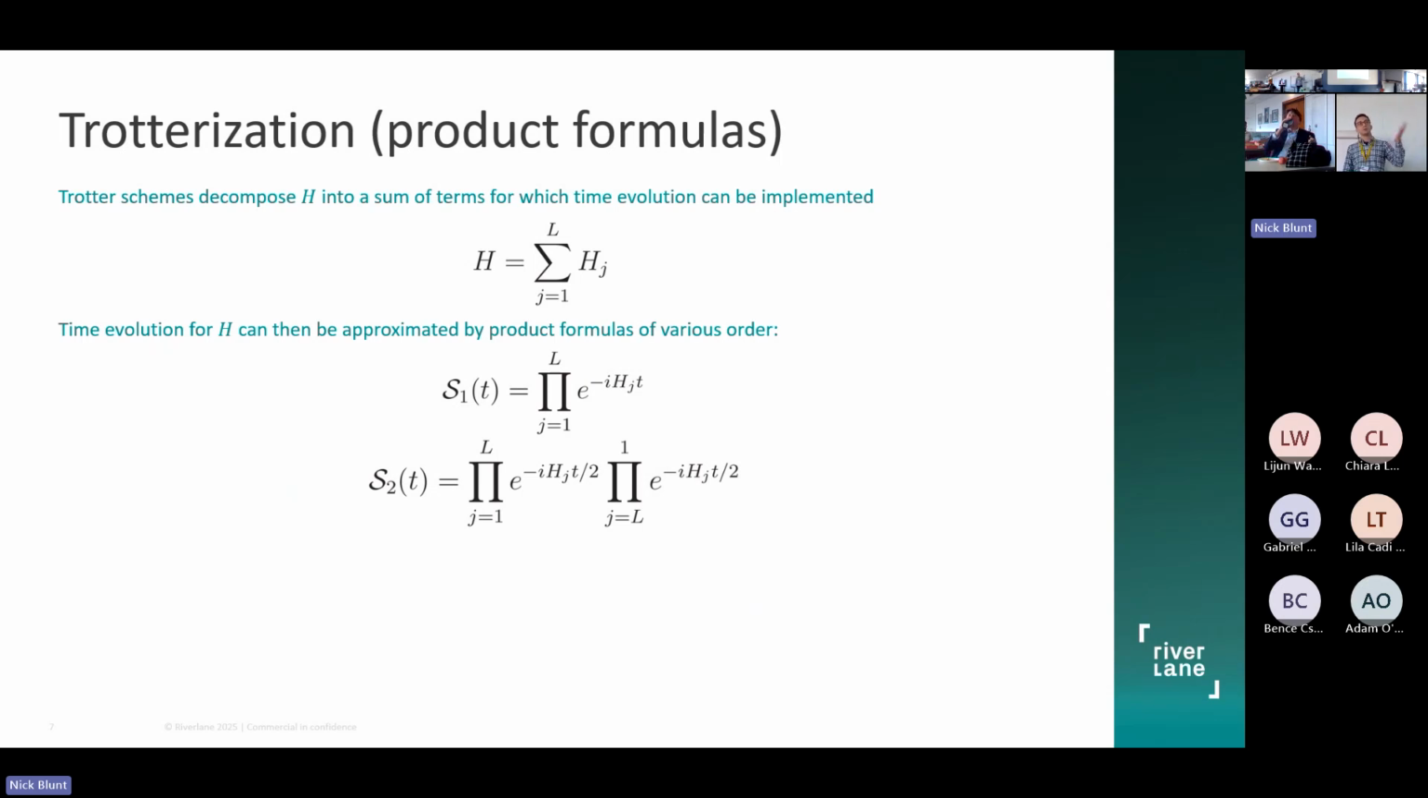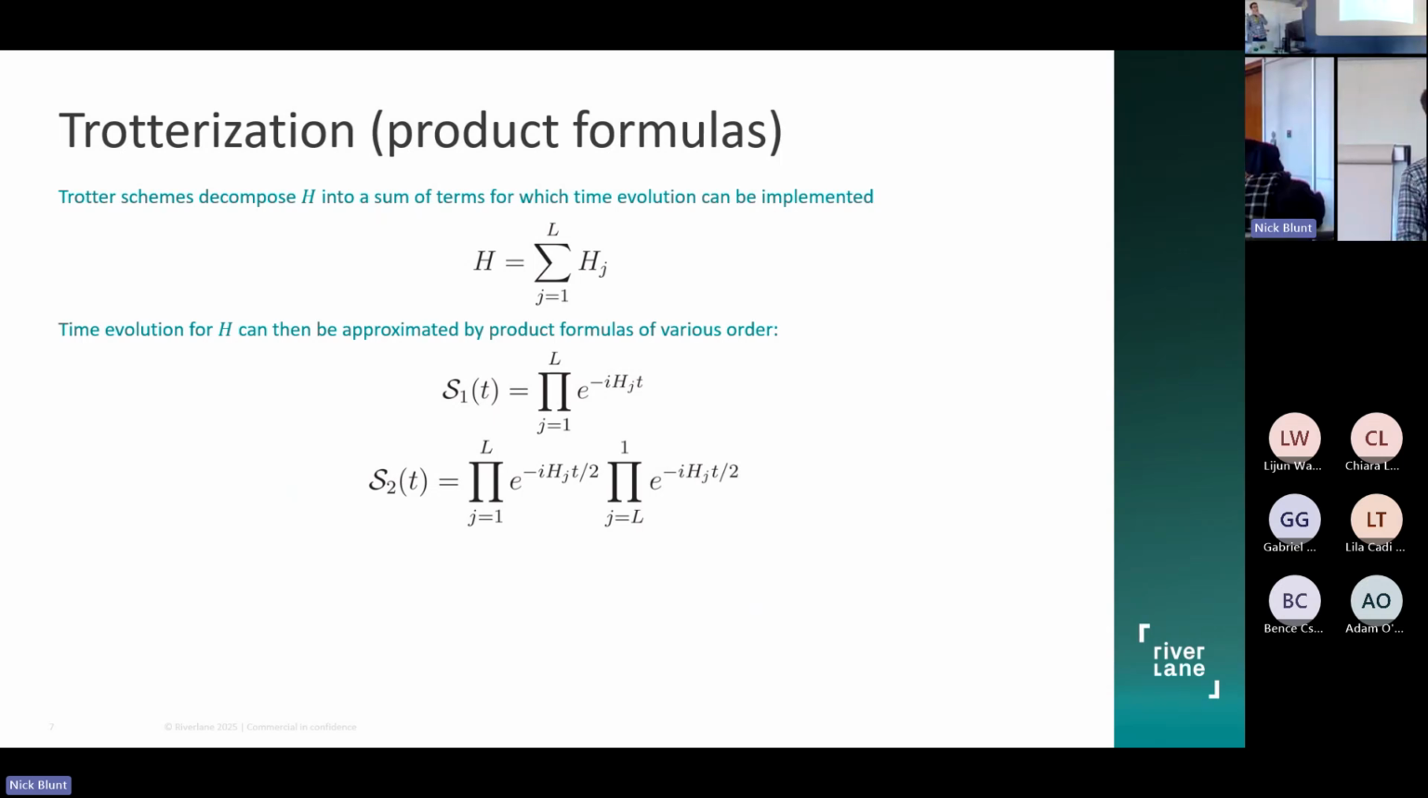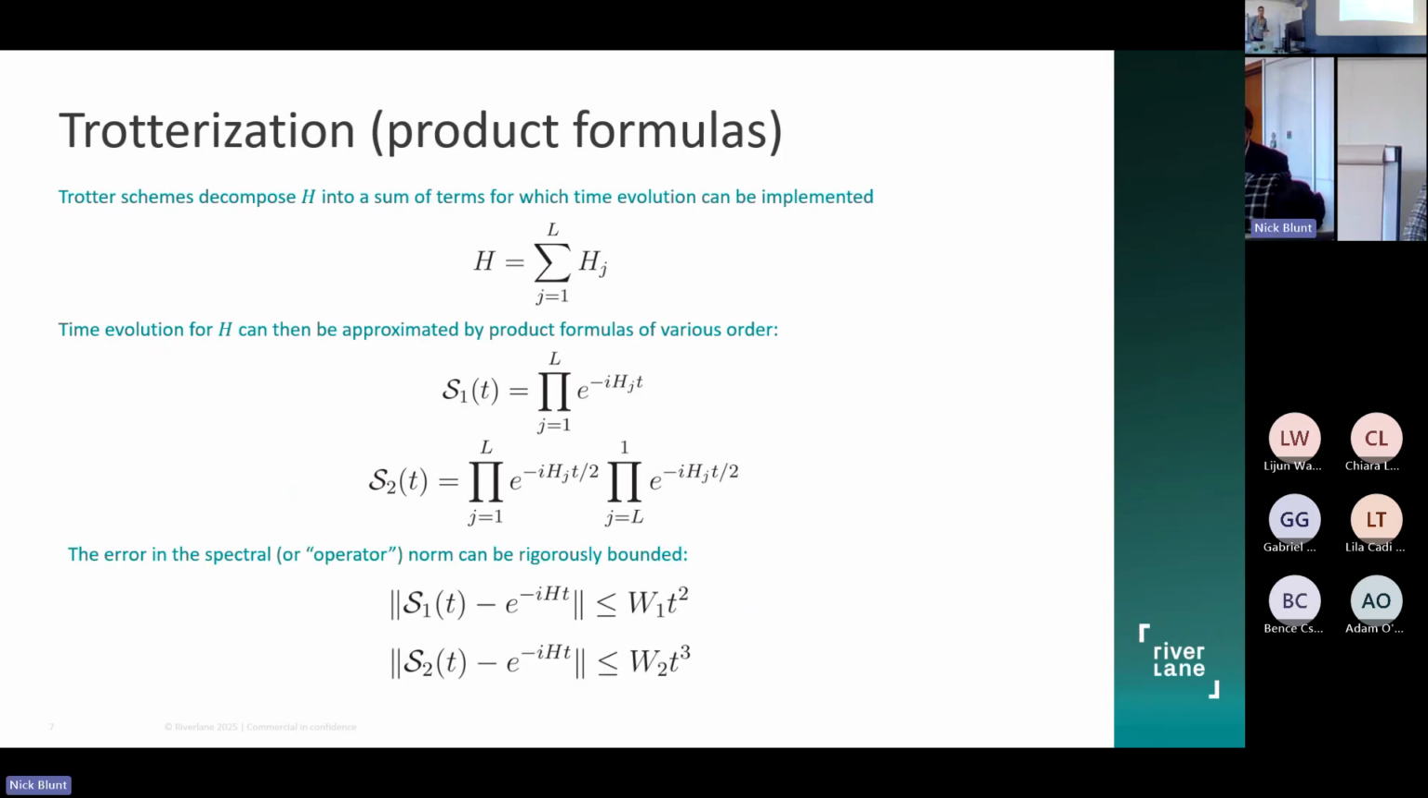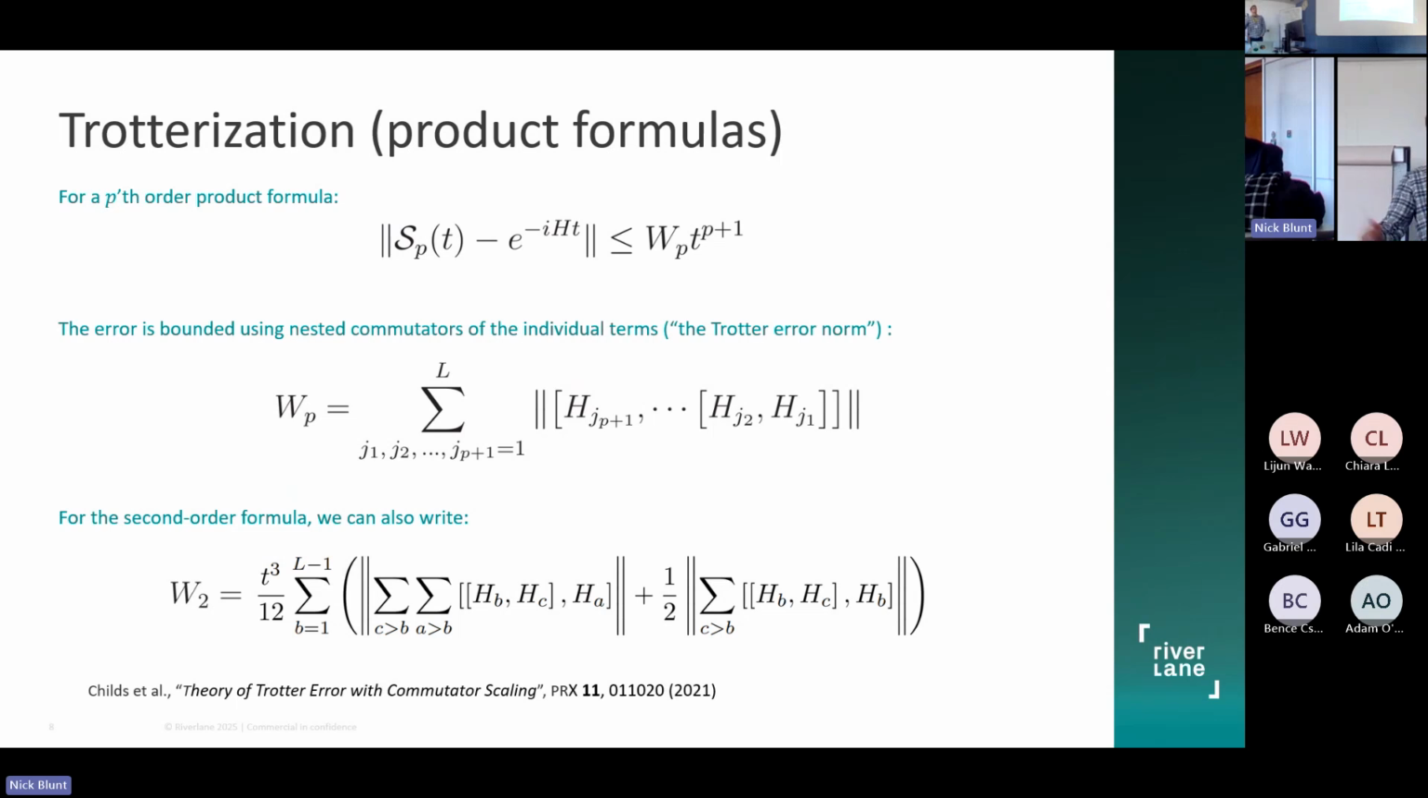There are lots of different product formulas. The most well-known are the first order and the second order formulas. For the first order, we just implement each of the terms individually and take a product of all of these. In the second order, we run through all of the terms in one order and then run through them backwards, essentially. It can be shown that the error in the spectral norm can be rigorously bounded. The first order formula has error that goes as t squared, and the second order formula goes as t cubed. In general, there are recursion relations and ways to come up with even higher order formulas.